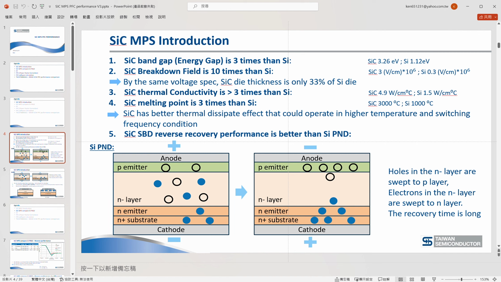This is a silicon-based product. When we switch from forward bias to reverse bias, there are 2 portions to discuss in its reverse recovery. The first portion is the holes in the N- layer, which need to be swept back to the P layer. The other portion is the electrons in this N- layer, which need to be swept back to the N layer. That's the reason the recovery time is long.